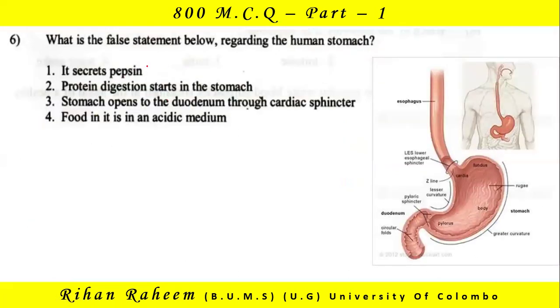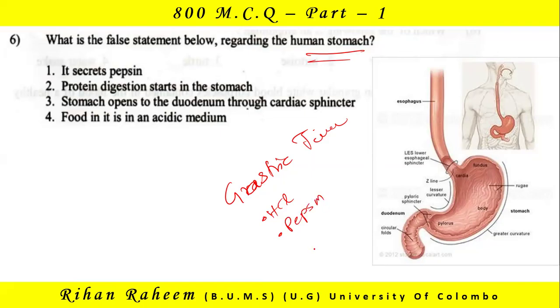Sixth one. What is the false statement regarding the human stomach? So we know this is the stomach. The stomach wall produces gastric juice. Recently, we studied this in our digestive system. Gastric juice contains HCl, pepsin, and renin. Pepsin and renin are enzymes. Pepsin helps protein digestion. Renin helps coagulation of the milk, which later is good for the absorption of the milk.